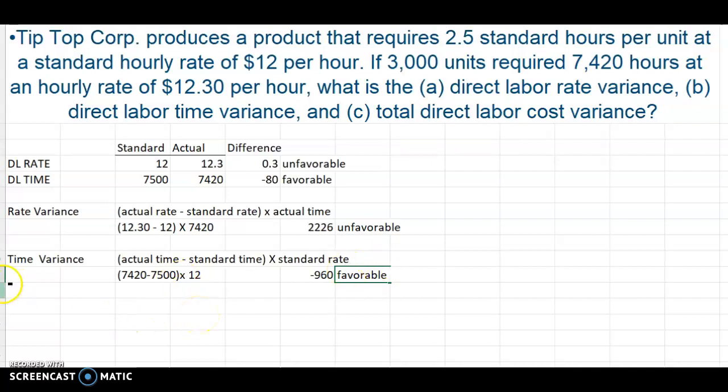So Part C asks us for total direct labor cost variance. So we would say 2,226 plus negative 960, and we get 1,266, and this would be unfavorable because our higher one was unfavorable.